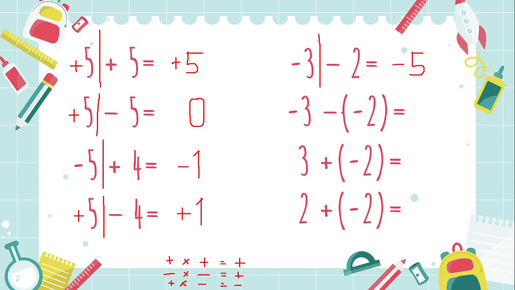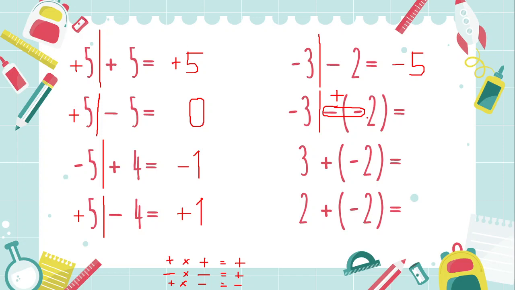Now let's try to simplify this one. Since the parenthesis is a multiplication sign, we have a negative times negative. We all know that if we multiply like signs, the result will be positive. So negative times negative becomes a positive number. Then we have numbers with signs on their left side, so all we need to do is separate them. There, we now have a negative 3 and a positive 2.